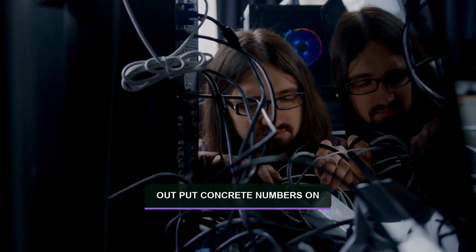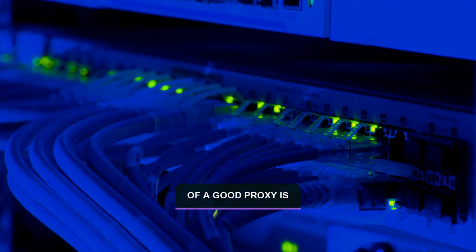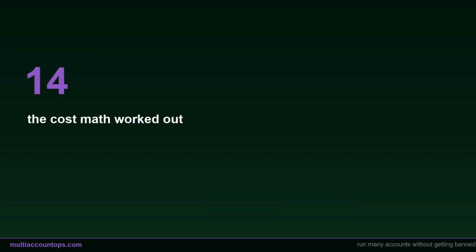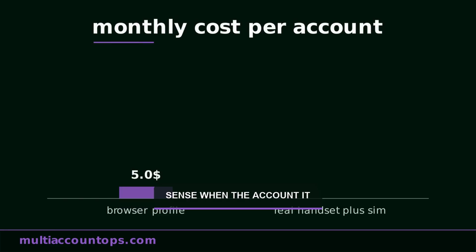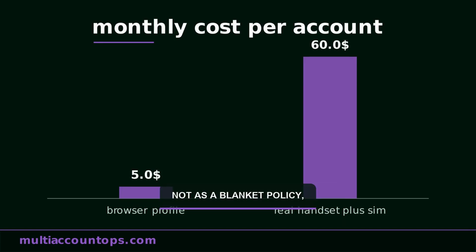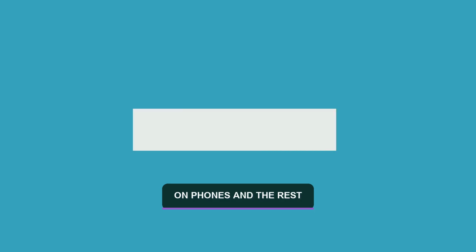The cost math worked out. Put concrete numbers on it before buying. A browser profile and a shared slice of a good proxy is cheap enough to run many accounts without thinking hard about it. A real handset plus its own SIM plus the service to control it is an order of magnitude more per account, every month, ongoing. So the phone only makes sense when the account it protects is worth clearly more than that recurring cost, or when the platform simply refuses to work any other way. Run that comparison per account, not as a blanket policy, and the answer is usually a small number of accounts on phones and the rest on profiles.